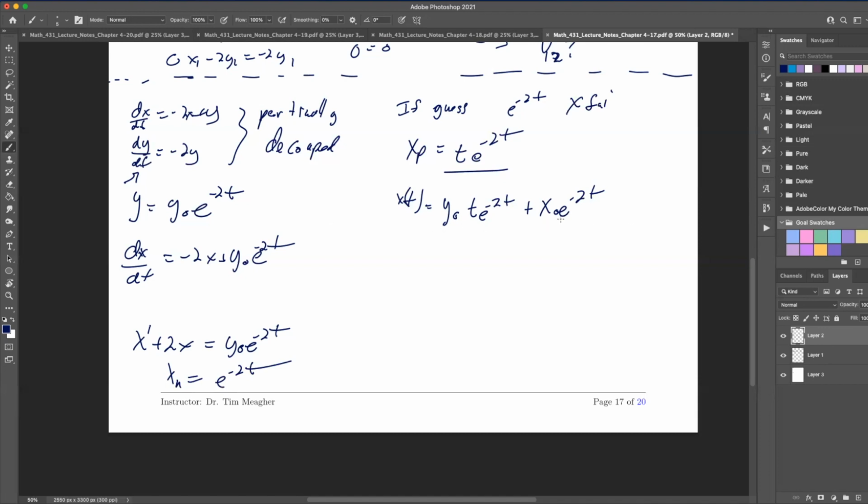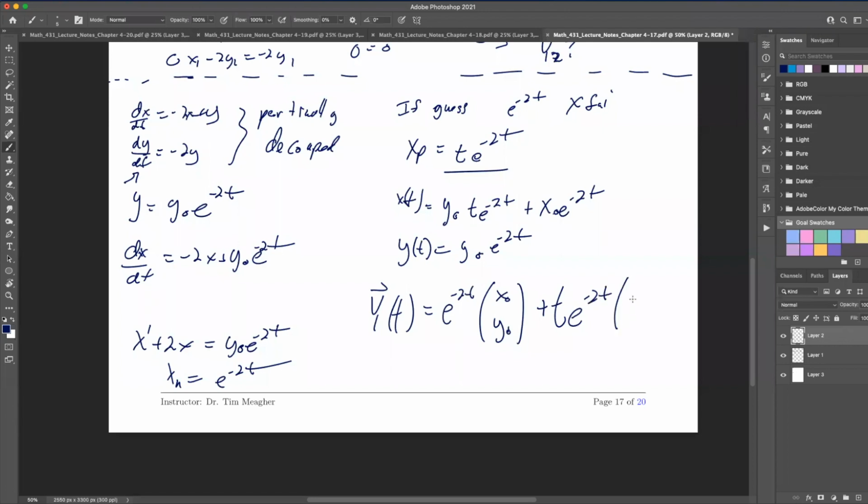This is what tends to fall out based off whatever your initial x value was. And so here we'll have our initial, and we'll put in our y right below it. So we'll have y naught e to the minus 2t. Then I'm going to write this in vector form. So if I write this in vector form, here I get e to the minus 2t times (x naught, y naught), plus t e to the minus 2t times (y naught, 0). Okay.